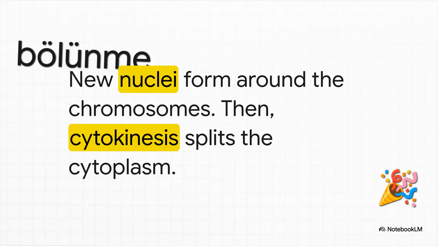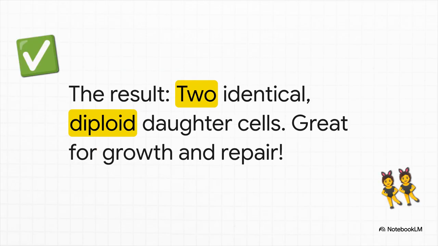And finally, telophase. New nuclei form, and then the cell itself splits right in two. And just like that, mitosis is over. 2 identical cells. But hold on, meiosis has another round to go.